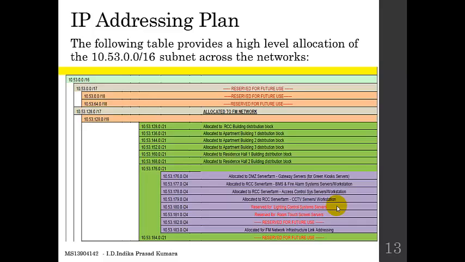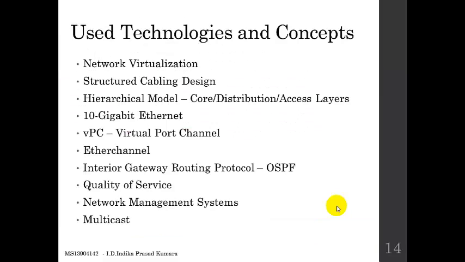So next slide is about the technologies and concepts used. Mainly we used network virtualization in our network design. Network virtualization is achieved in two methods. First, we use virtual LANs, which means VLANs, for the separation of network segments, which means isolation of broadcast domains achieved by VLANs, as well as separation of traffic.